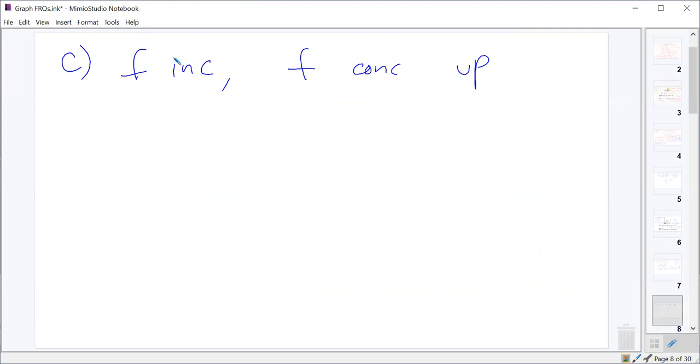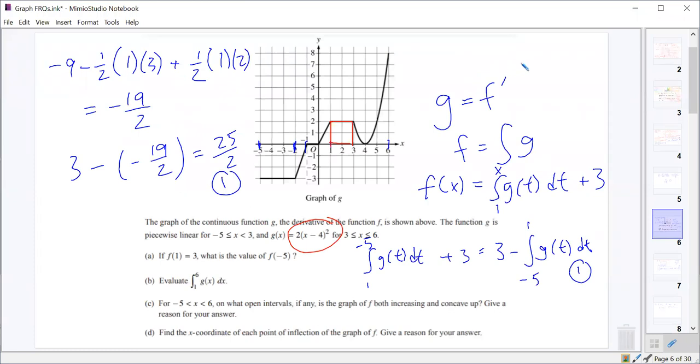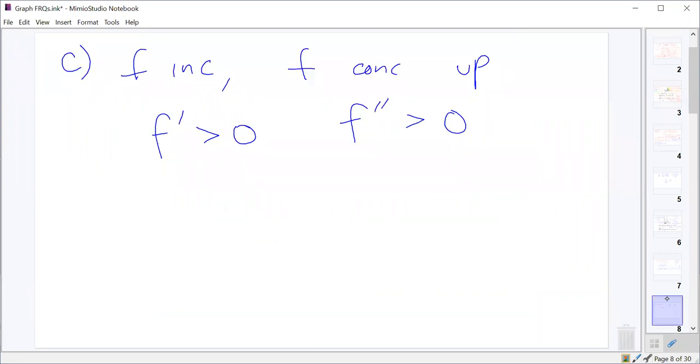If f is increasing, that means that the derivative is positive. And if f is concave up, what does that tell us? The second derivative is positive, right? Increasing, first derivative positive; concave up, second derivative positive. So now we go back and we think about what we'd already written here. We already said that f prime was g way back at the beginning. So f prime being positive really just means that g is positive.